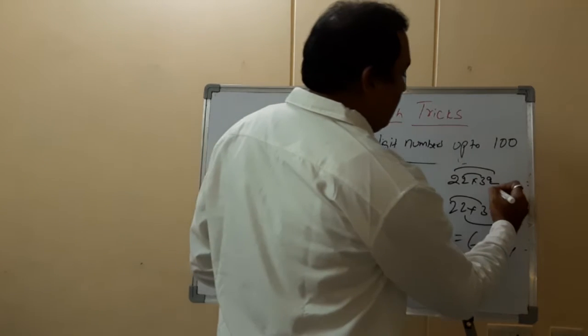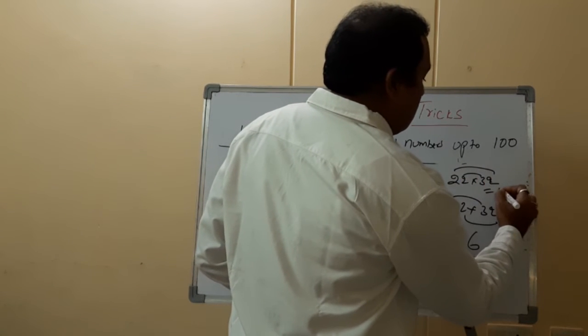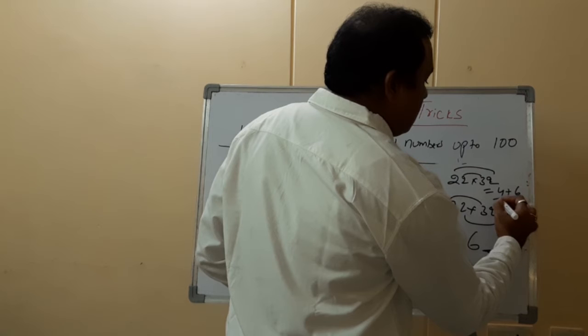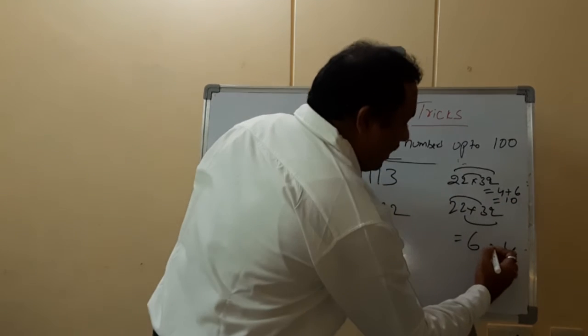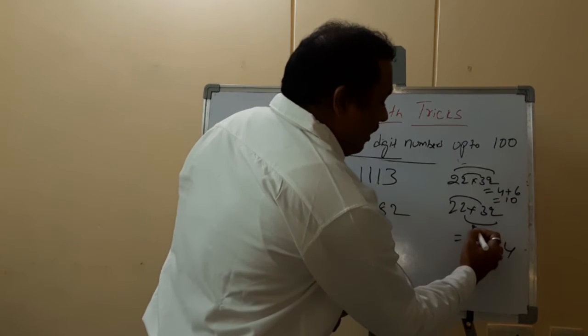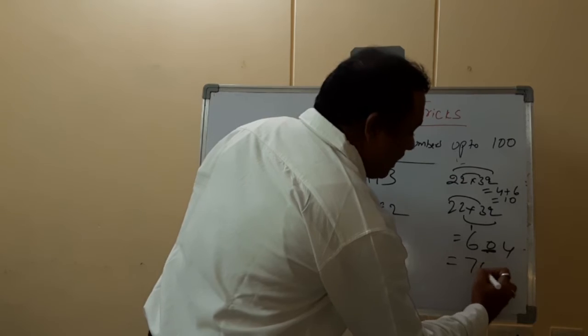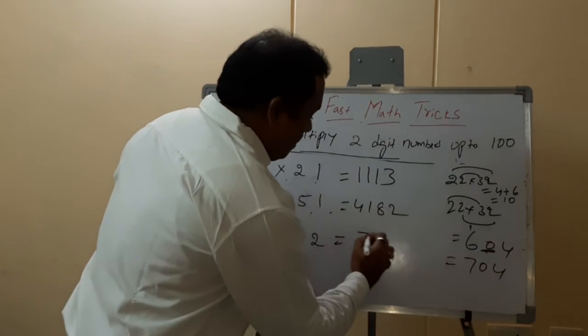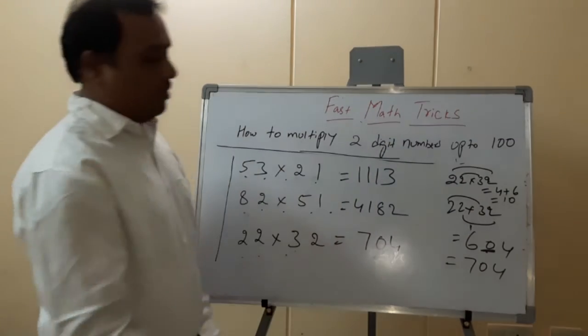Now what we have to do here? So 2 twos are 4 and 3 twos are 6. Now we got 10. We are going to write here 0 and we are going to write here 1. That will become 704. So 704.